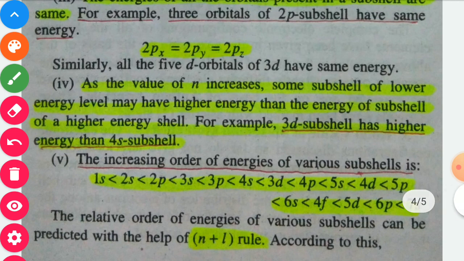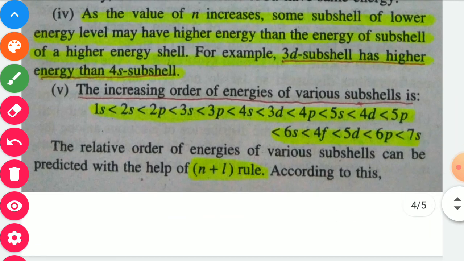As the value of n increases, subshells have higher energy. This was already described: the increasing order of energy of various subshells. Here 1s is less than 2s, 2s is less than 2p, and so on. The relative order of energy of various subshells can be predicted with the help of the n plus l rule. I just described this one.